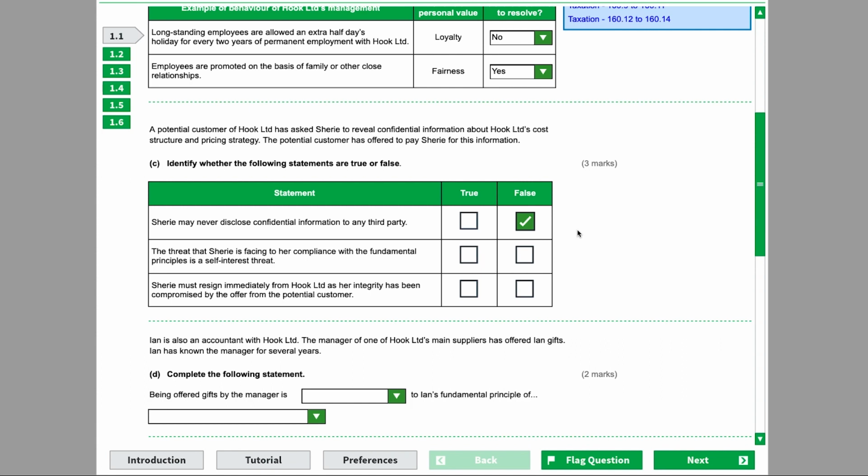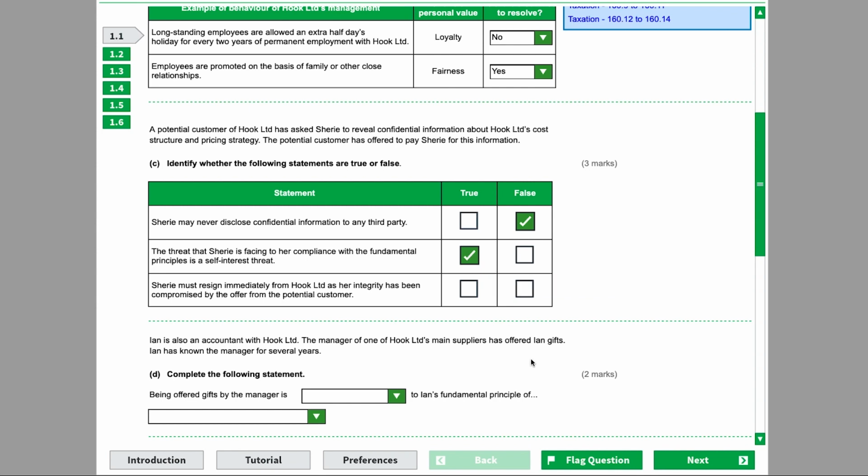Number 2 then, the threat that Cherie is facing to her compliance with the fundamental principles is a self-interest threat. Well, that one would be true. The reason being, it states in the question, the potential customer has offered to pay Cherie for this information. Well, obviously, with her being offered money, that's a good thing for her, and therefore she would be facing a self-interest threat. So that would be true.